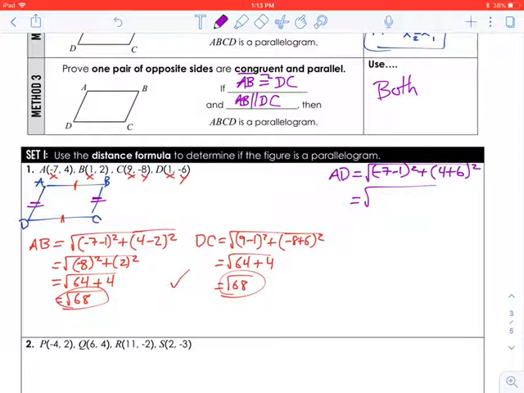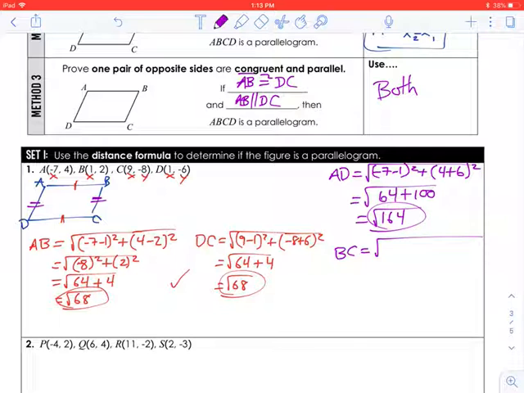So that's going to be 8 squared, which is 64. And that's going to be 10 squared, which is 100. So 164. So the other is BC. So let's see what BC gives us.